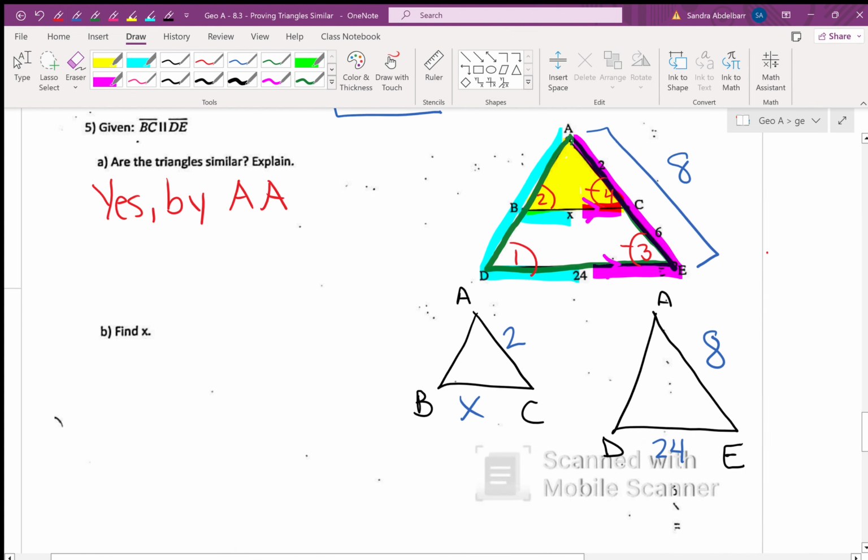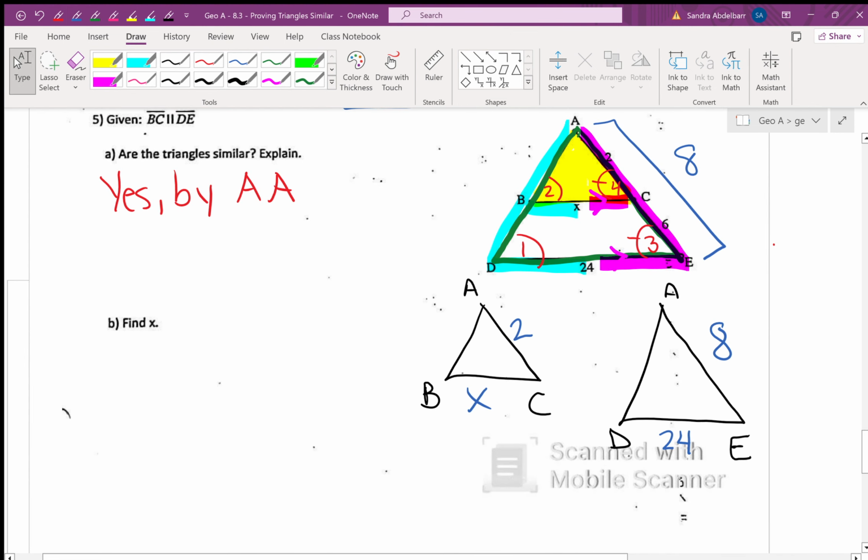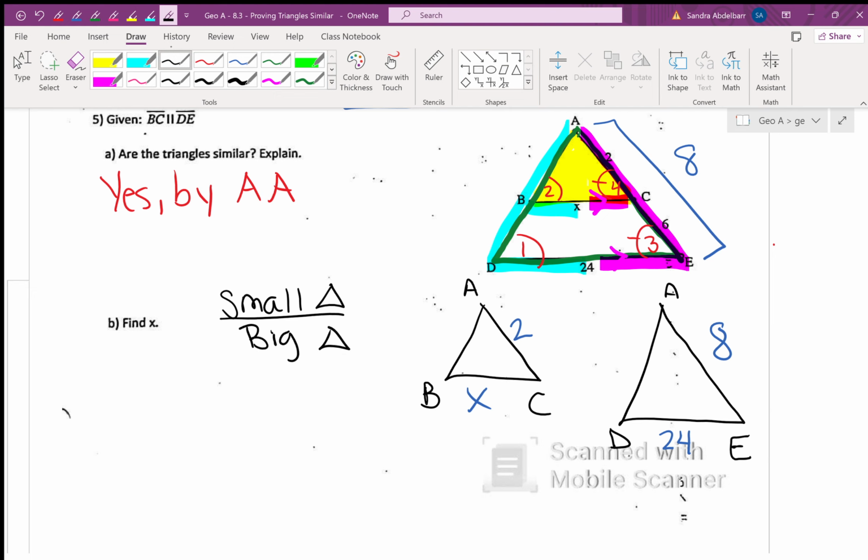All right, so how do we want to do this? Small over big or big over small? Sure, small triangle over big triangle. Since we're doing small triangle over big triangle, somebody set up the first ratio, the first fraction for me. Liv. Is it 2/8? It is 2/8. Can somebody now set up the other fraction for me? Max? X/24. We did small over big for both fractions.